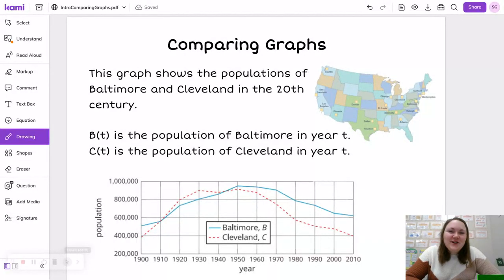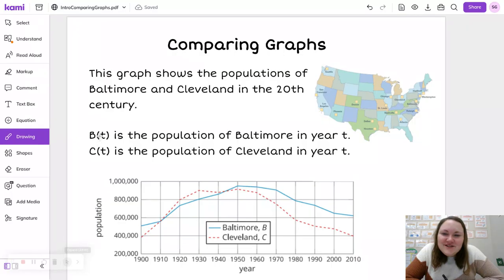Algebra students, this is our introduction video for our lesson on comparing graphs. This is our last lesson where we've been talking about graphs of functions, and the focus of this lesson is going to be when you're comparing two functions, two graphs.